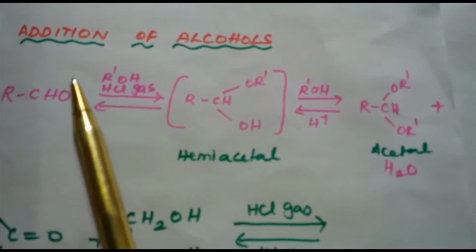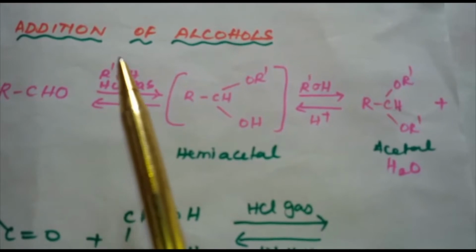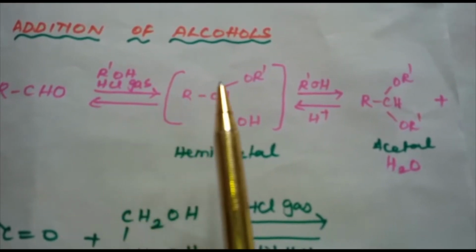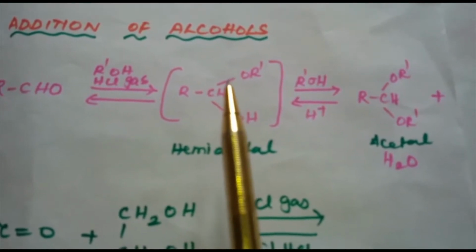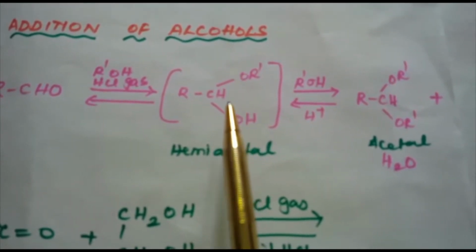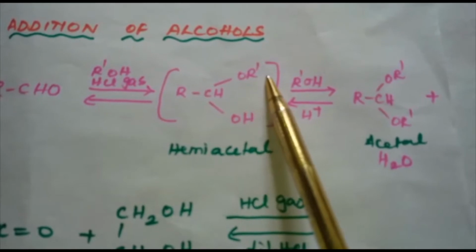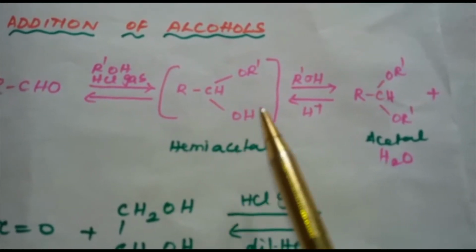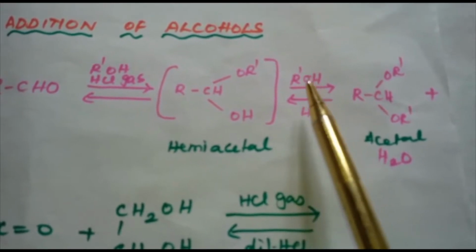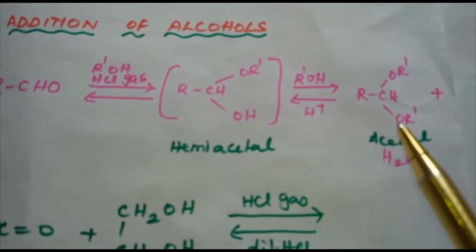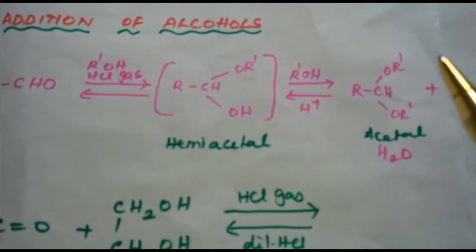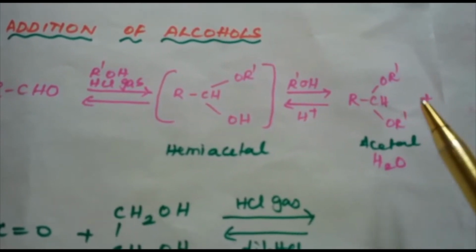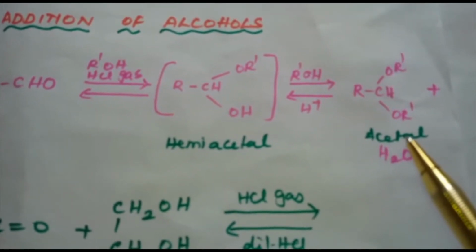So aldehydes react with one molecule of monohydric alcohol in presence of dry hydrogen chloride gas to give an intermediate, alkoxy alcohol. Alkoxy, this is the alkoxy group, this is the alcoholic group, which is known as hemiacetal, which further reacts with one molecule of alcohol to give acetal, a geminal dialkoxy compound. Two OR groups are there. This is known as acetal.